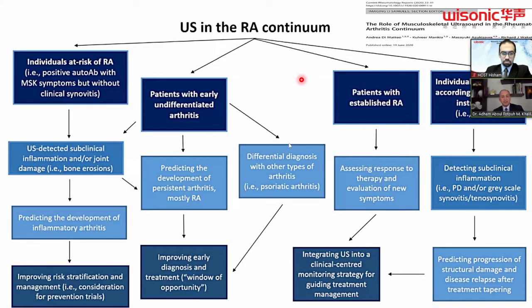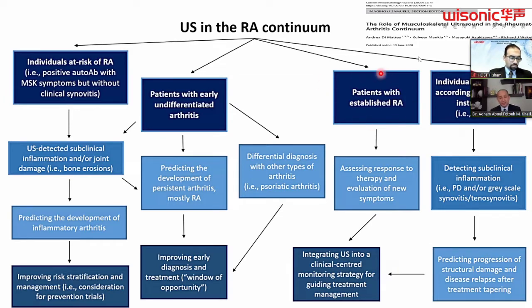This is a very nice paper, comparing ultrasound with clinical examination. They predict the development of inflammatory arthritis, and that's why they improve risk stratification and management of those patients. What about the patients with early undifferentiated arthritis? Every day we are faced with those patients at our clinic. So ultrasound can predict the development of persistent arthritis, mostly rheumatoid arthritis, improving early diagnosis and access to treatment. And also, there will be a slide like this one about the differential diagnosis, how to use ultrasound for the differential diagnosis of rheumatoid arthritis, especially in early rheumatoid arthritis.